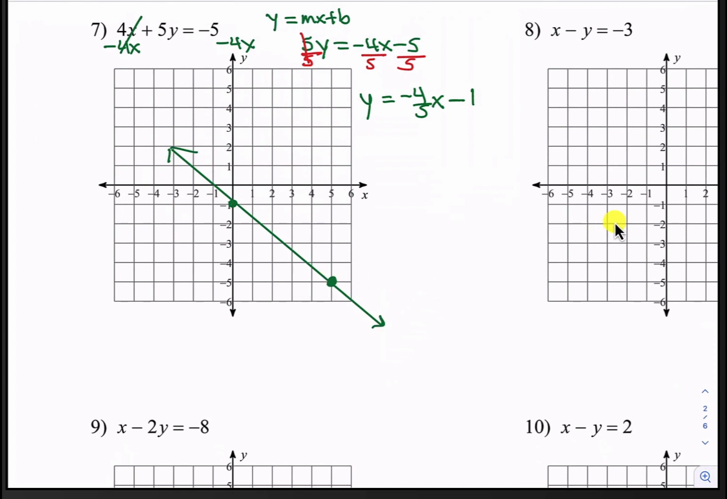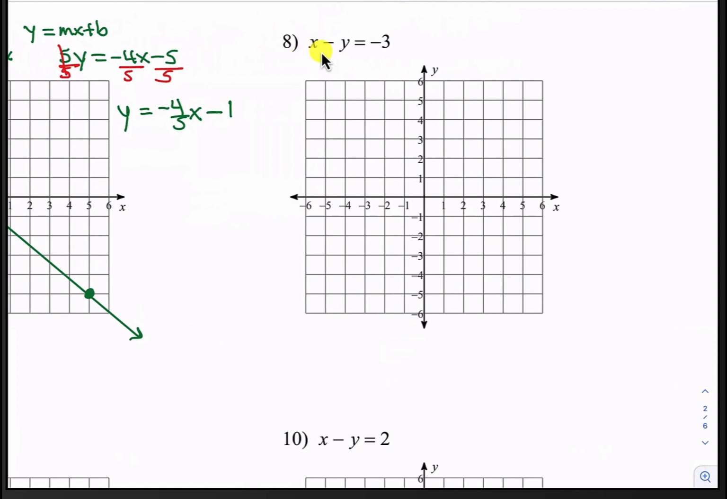Alright, here's number 8. x minus y equals negative 3. Again, we want to rewrite it in this form. So let's subtract x from both sides first. Those x's cancel. That leaves us with negative y equals negative x minus 3. Now let's divide by negative 1 everywhere.